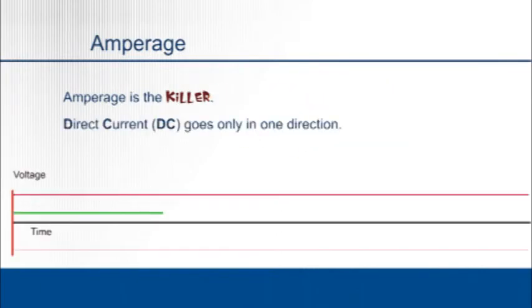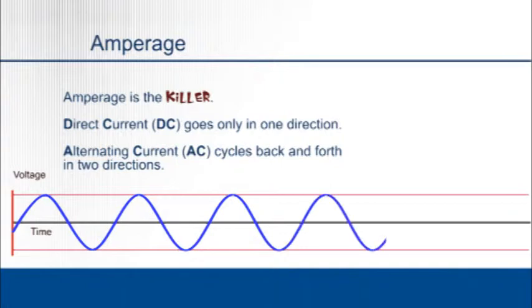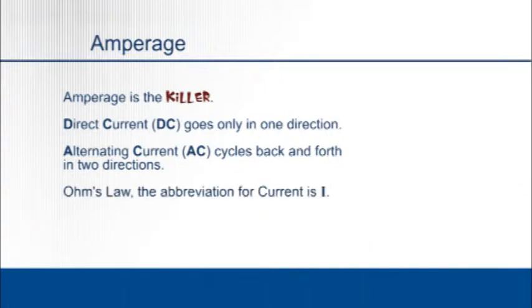Direct current, or DC, only goes in one direction. Alternating current, which is most commonly used in households, is AC. That cycles back and forth in two different directions. In Ohm's law, the abbreviation for current is an uppercase I.